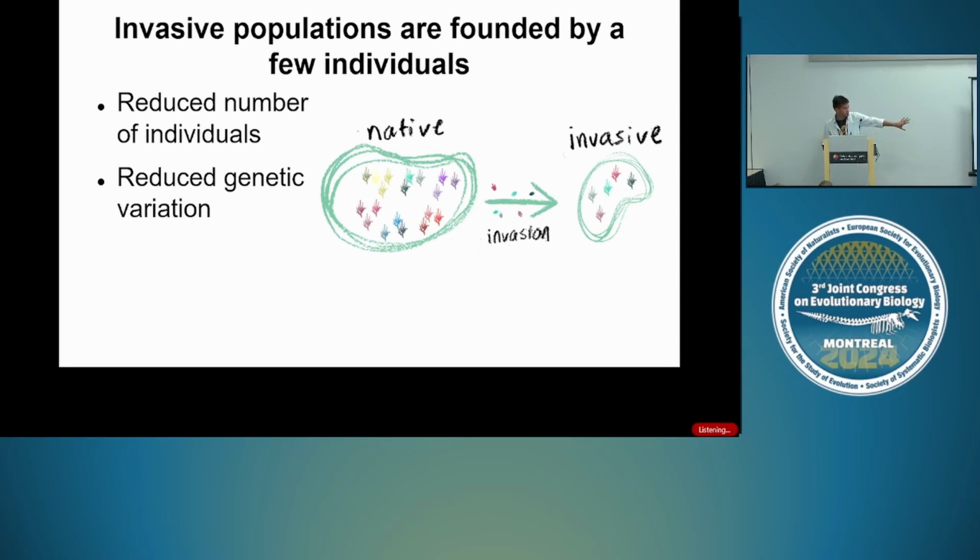So in this conceptual diagram I have here, you have the native range and some level of diversity there represented by all the plants with the different colors. But when you move it to the invasive range, only some of those individuals will get transported. And this very simple fact results in two main things: first, you have fewer actual individuals, and second, you have reduced genetic variation.